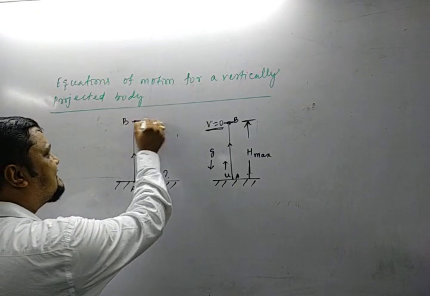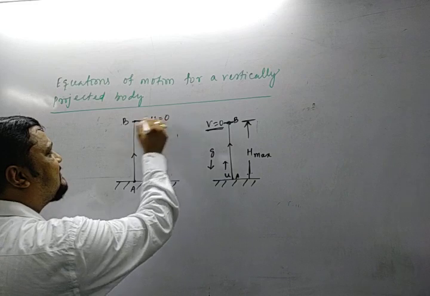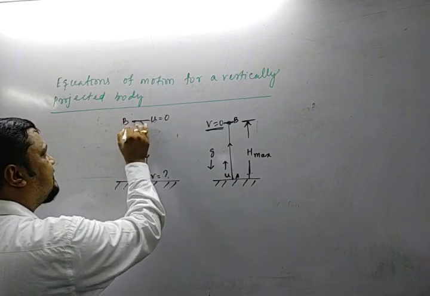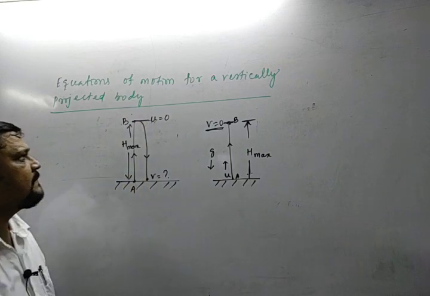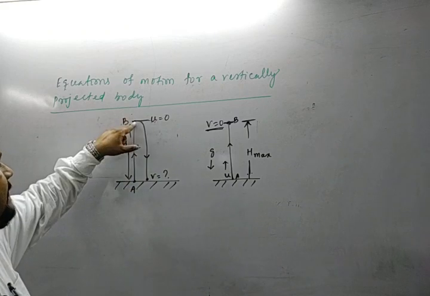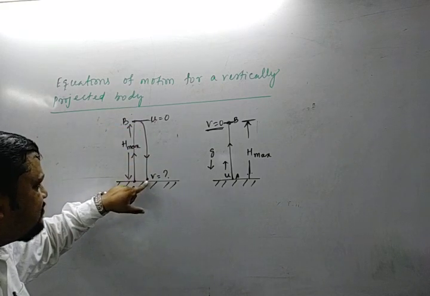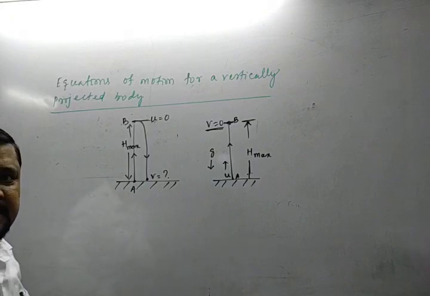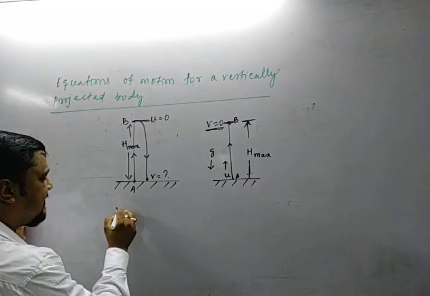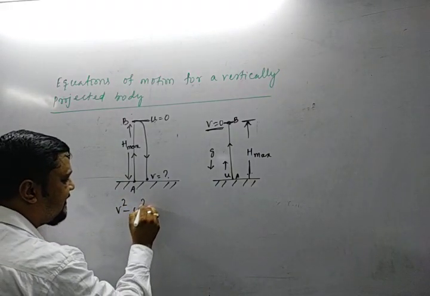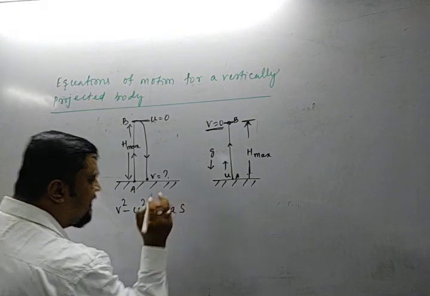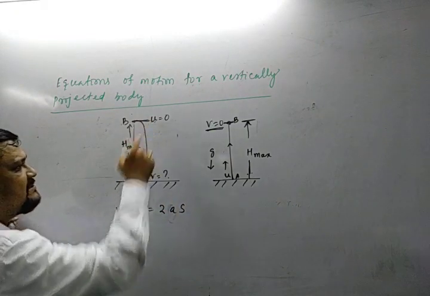So here we will consider this situation. Here your initial velocity is 0 at the maximum height. This is the maximum height, h max. From this maximum height the body comes back, from B to A. When it reaches the ground, what will be the velocity? Here u is equal to 0. Now put it in v square minus u square is equal to 2as.